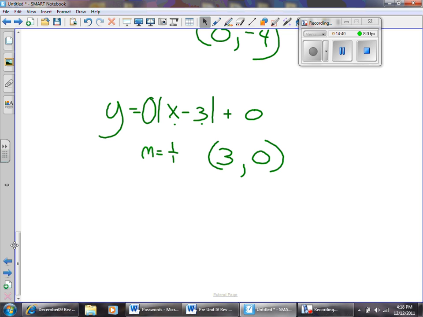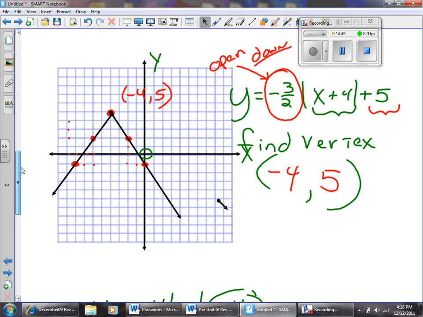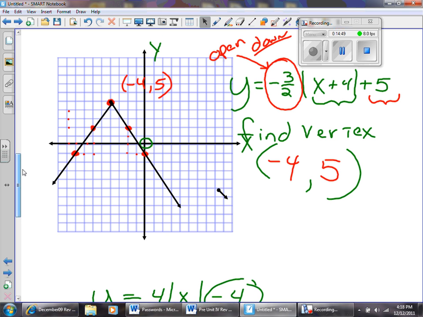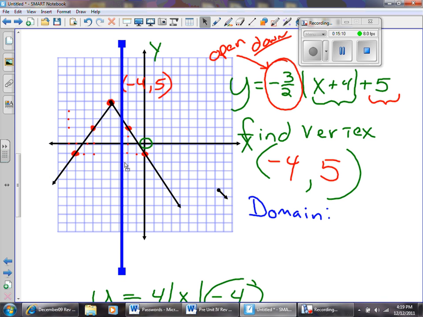Okay. But let's go back a minute and talk about domain and range. Okay. Let's go back to this one. And let's look for our domain and our range. Remember, domain are your x values. Did you hear that? Domain are the x values. I like to use a vertical line and ask myself, is there any place on the x-axis that I can put this line that will not eventually cross the absolute value graph?